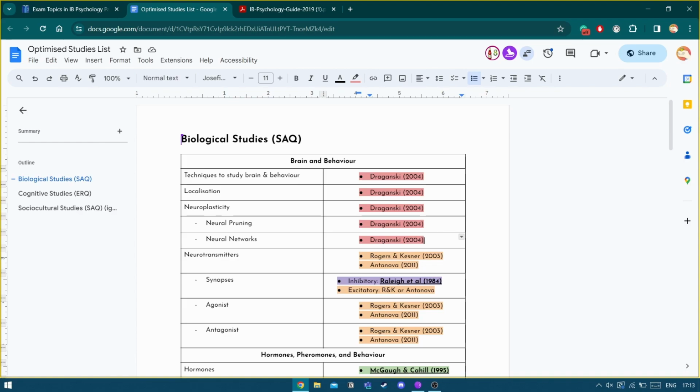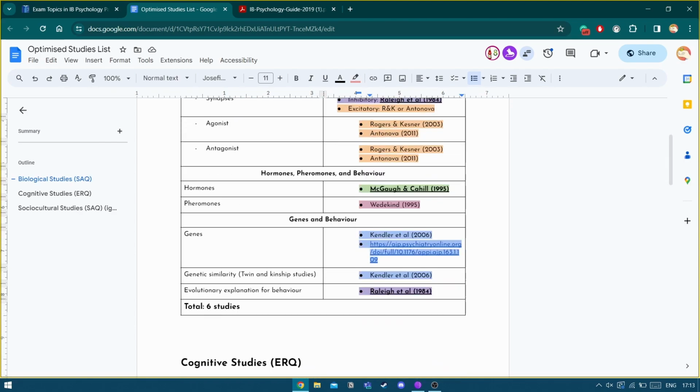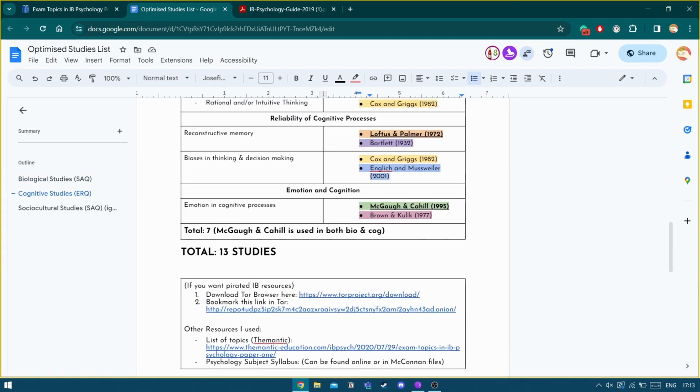And so how did we get to this stage? I took 5 hours, right? 5 hours of my life just to make this into 13 studies right here. Look at this bad boy.